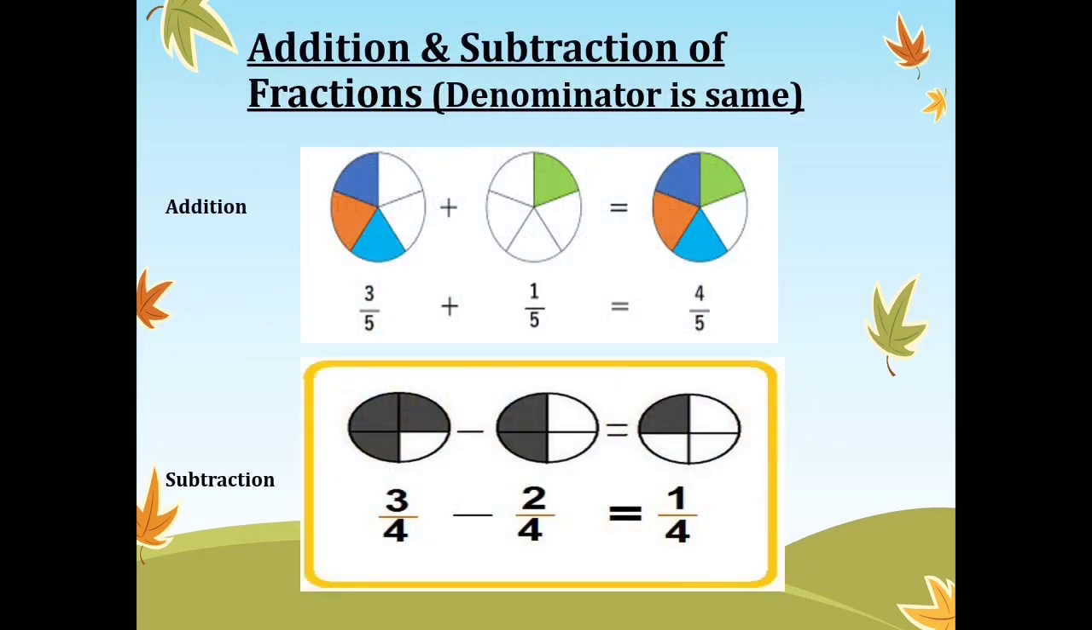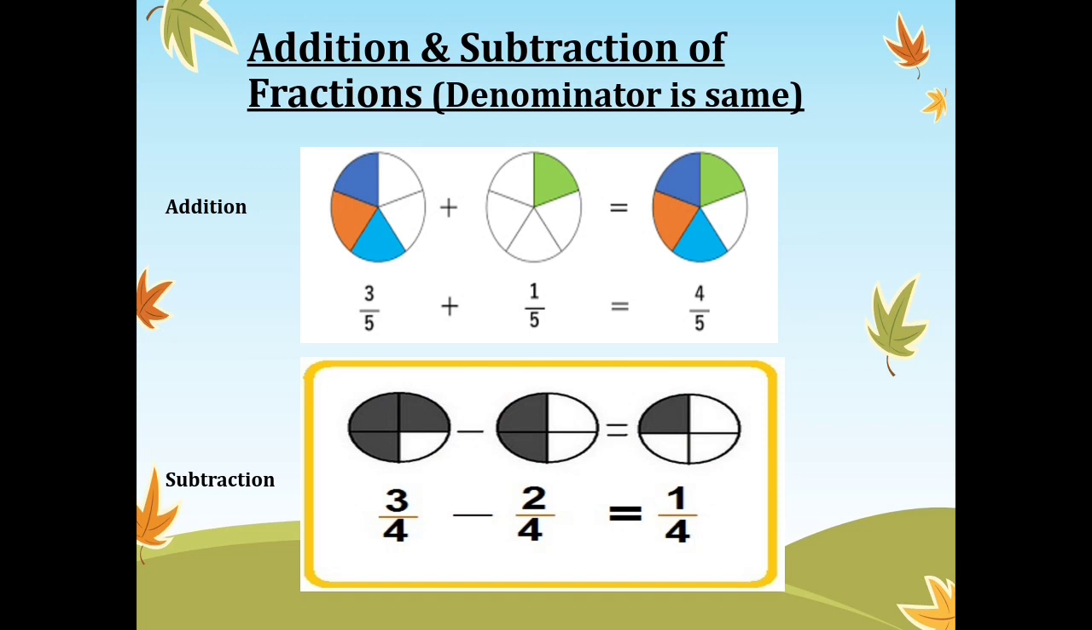Now, the next is addition and subtraction of fractions. So, when the denominator is the same, addition is quite easy as you can directly add the numerator. For example, you are given two fractions 3 by 5 and 1 by 5 having the same denominator 5. So you can simply add the numerators 3 and 1 to get the answer 4 by 5. So 4 by 5 is your required sum.